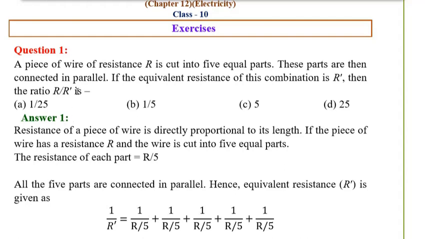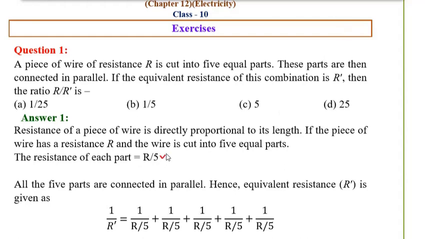This question has four options. Option A has 1 by 25, option B has 1 by 5, option C has 5 and option D has 25. Let's see the answer of the question. Resistance of a piece of wire is directly proportional to its length. If the piece of wire has a resistance R and the wire is cut into 5 equal parts, the resistance of each part is equal to R by 5.